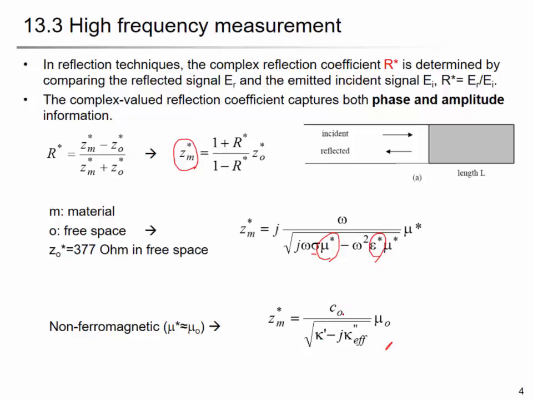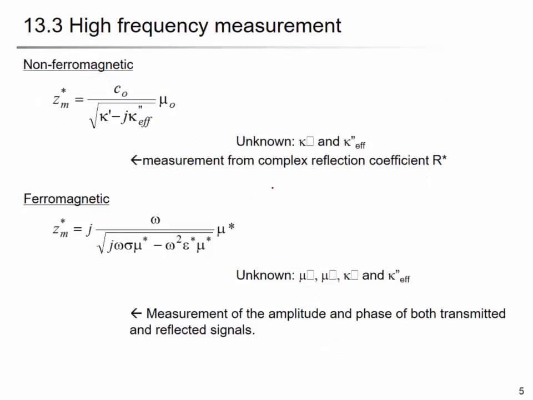So here, because c naught and mu naught are known, and Zm can be measured from the reflection coefficient, you can calculate the kappa prime and the kappa double prime. So again, this is kappa prime and kappa double prime, right? And in here, the unknowns are only the real and the imaginary components of the complex permittivity. So if you measure this complex impedance of the material, then you can calculate the kappa prime and kappa double prime.